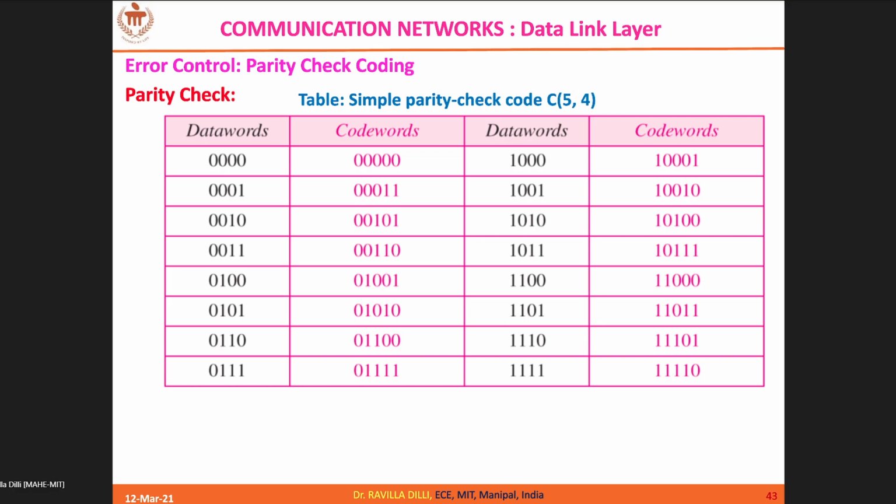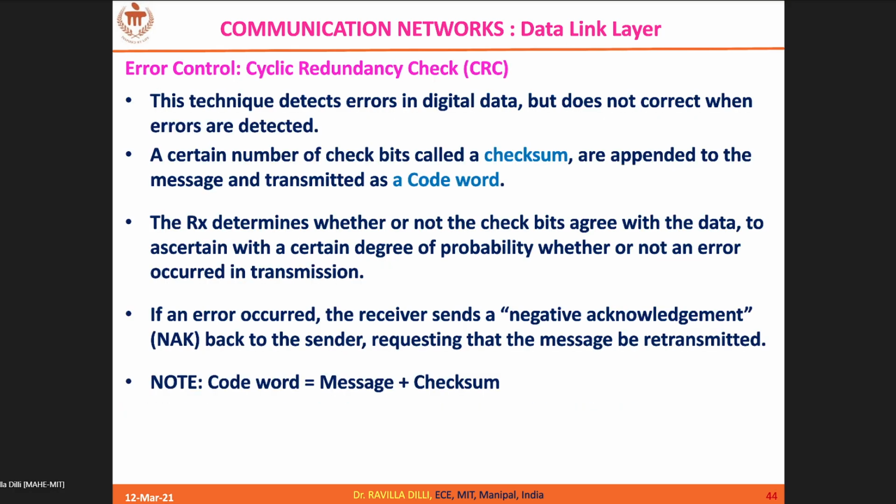So accordingly, you have to derive this LSB bit in the code word. In the message bits, if you already have an even number of ones, then the parity is 0. In the data word, if you have an odd number of ones, then your parity bit is 1. So that is how you have to follow for even parity. The other way is for odd parity.